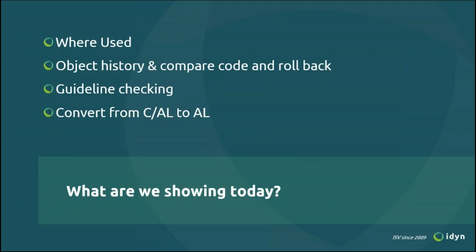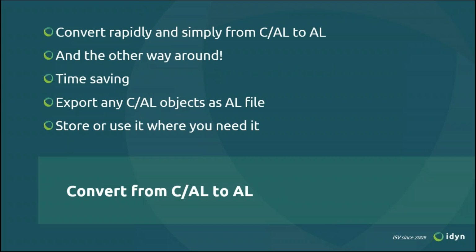So OMA at a high level, some of you may already know, has a number of different features. Some of these we'll be going through as well today. We'll be looking at where used and object history. We'll talk a little bit about the guideline checking, and for sure, we're going to spend a fair amount of time looking at the conversion from CAL to AL.